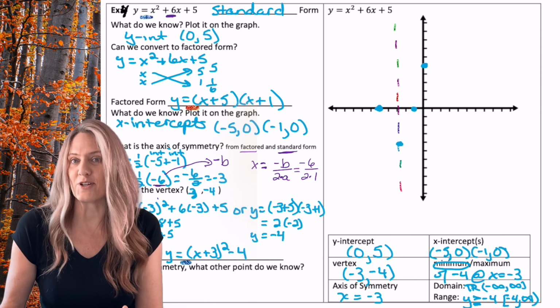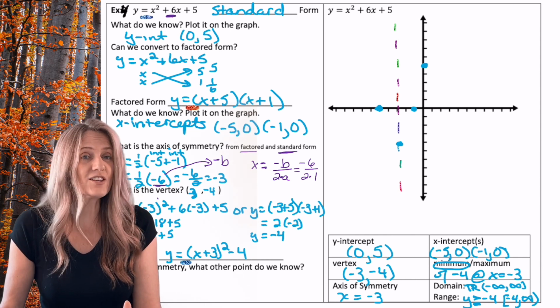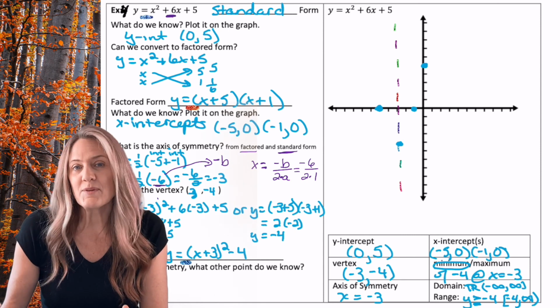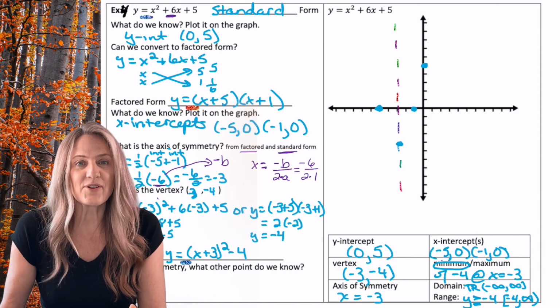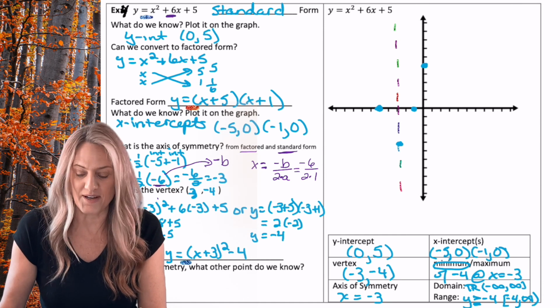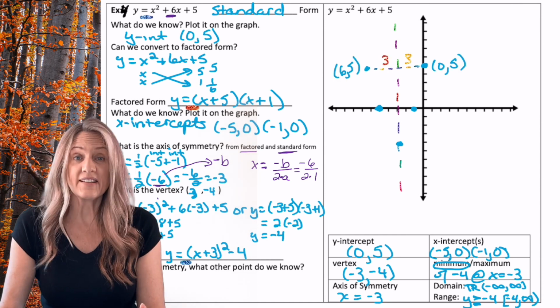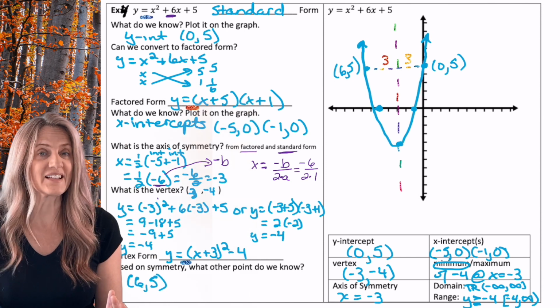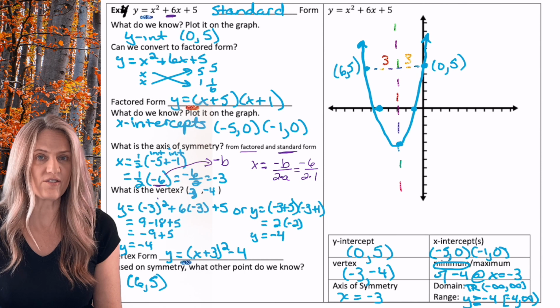I already plotted the vertex. I have my y-intercept and the 2 x-intercepts. Now, just for another point, I'm going to use symmetry and get a 5th point. Let's count it out using that axis of symmetry. There it is at (-6, 5). Now we can get a really good sketch for our parabola. Okay, so now we've successfully graphed from standard form.